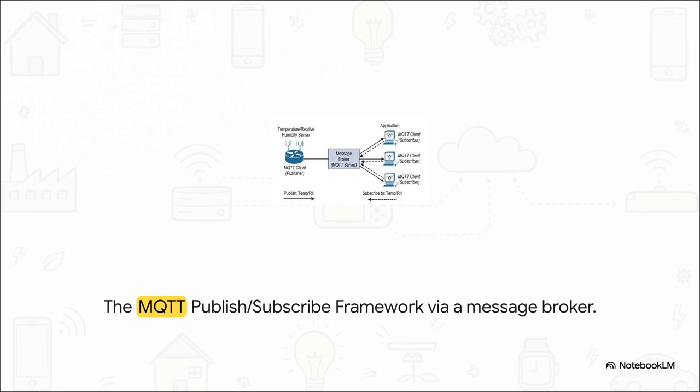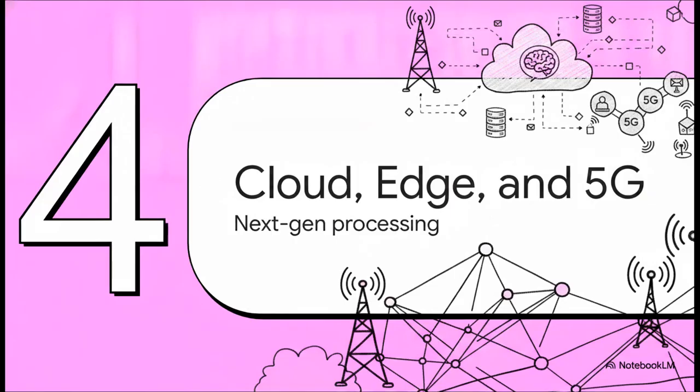Think of it like subscribing to a magazine. The publisher doesn't send the magazine to every single house on the street. They only send it to the people who asked for it. This selective distribution means an IoT network doesn't get clogged up with irrelevant data, allowing the whole system to scale massively. Section 4, Cloud, Edge, and 5G.